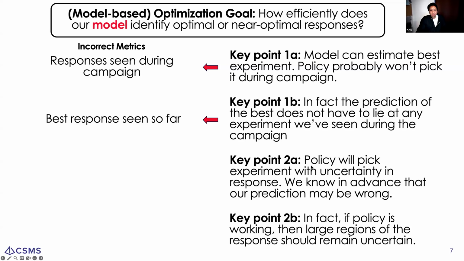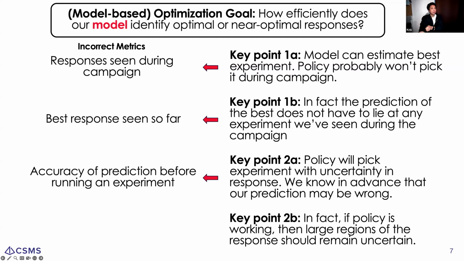2A, the model is going to pick an experiment with uncertainty in response. So we know in advance that our prediction is wrong. You see this as well, especially people coming from machine learning. They will try to say, okay, my policy says pick this experiment, so let's measure how accurate the model's predicted outcome is versus what we actually get. So, the accuracy of the prediction before running an experiment. And again, accuracy is not the metric to even consider when we're talking about optimization, at least to first order.